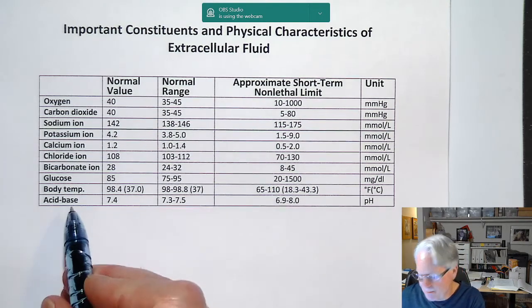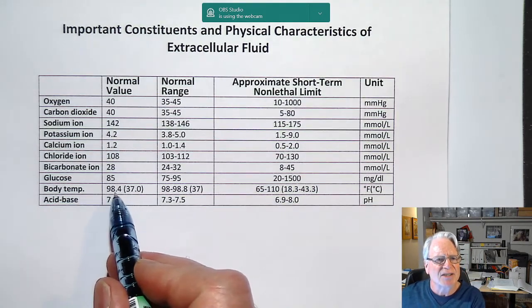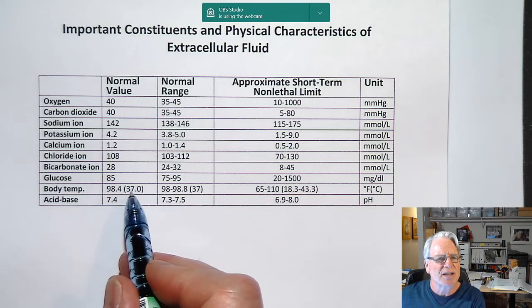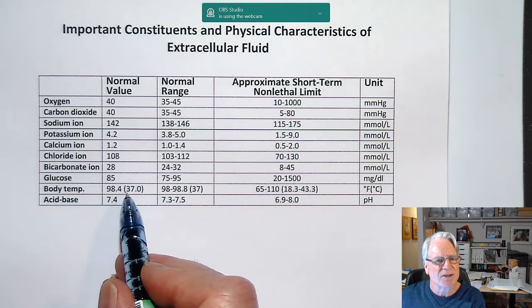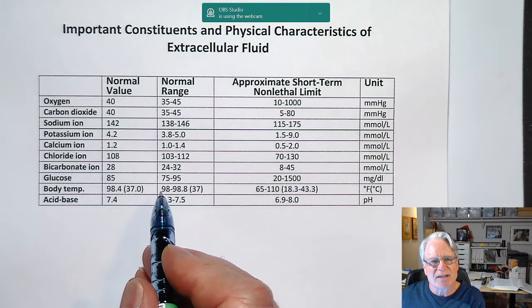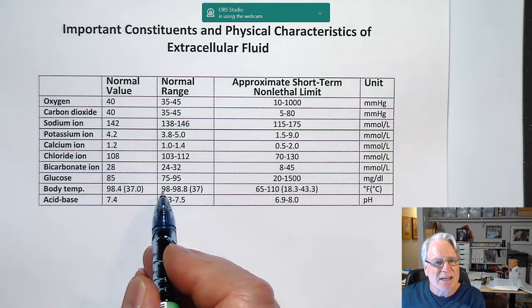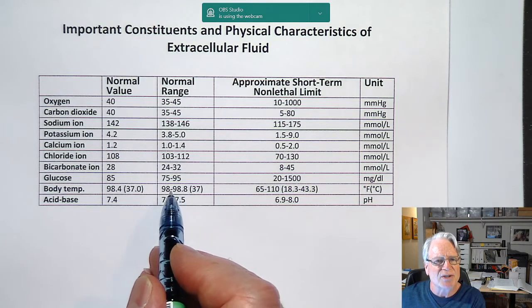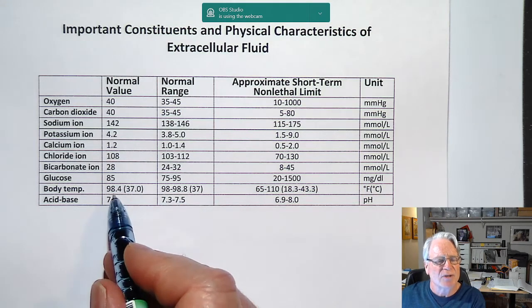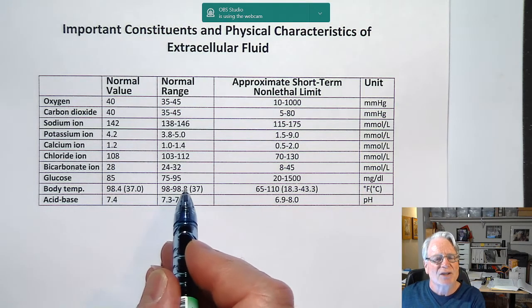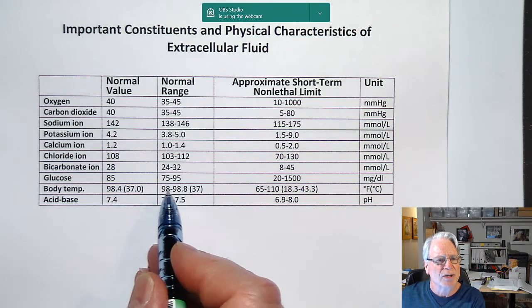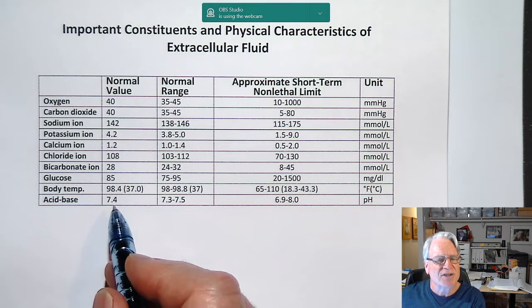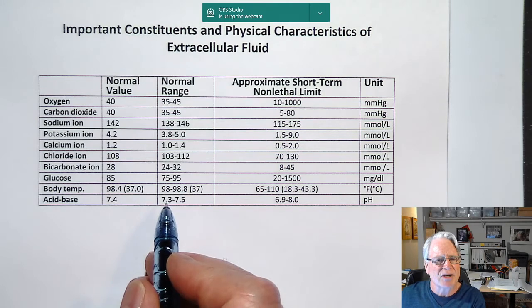So look at body temperature, for example. So that's your body temperature that you're supposed to read if you are taking a thermometer reading. But this is still a normal range. It is very tightly controlled, as you can see. It goes from 98 to 98.8. The average is around 98.4. So very tightly controlled.